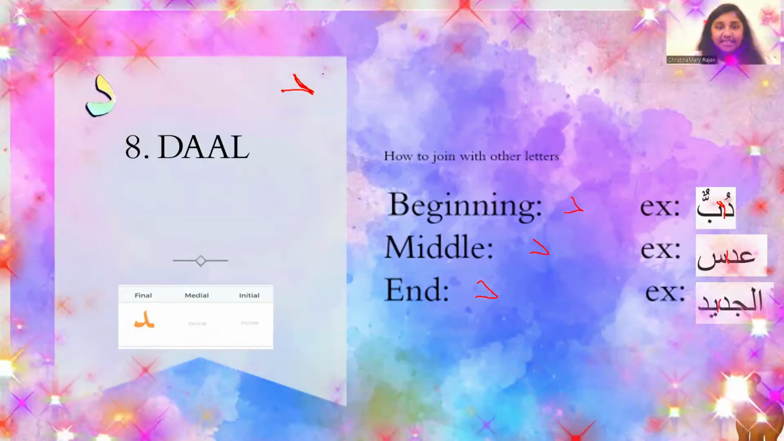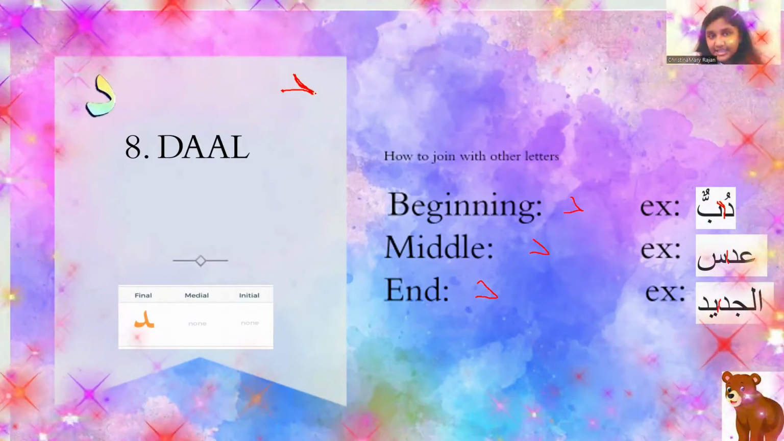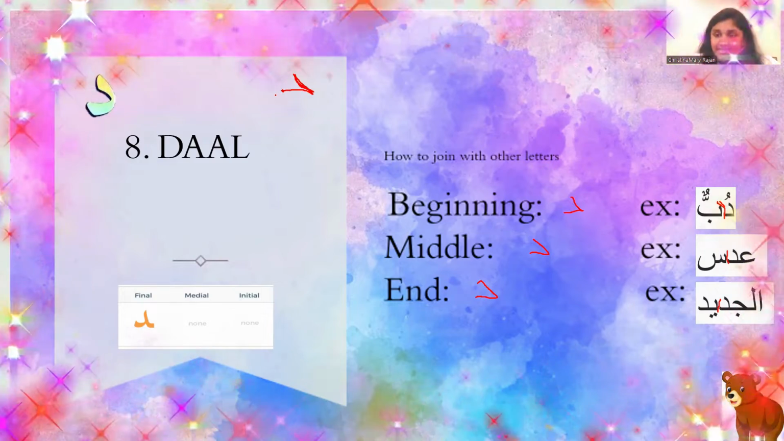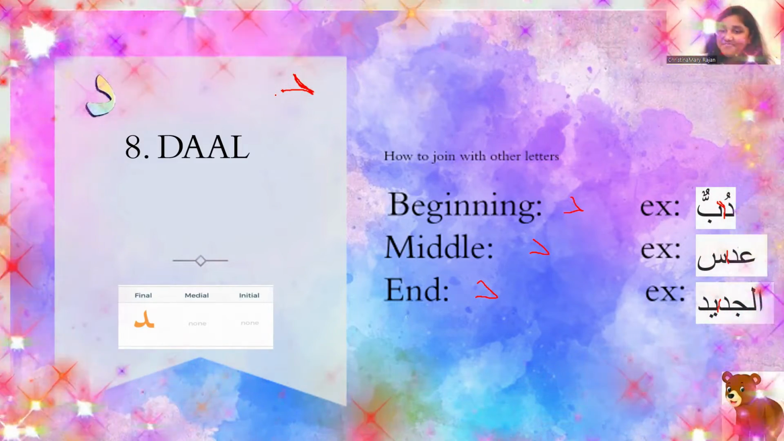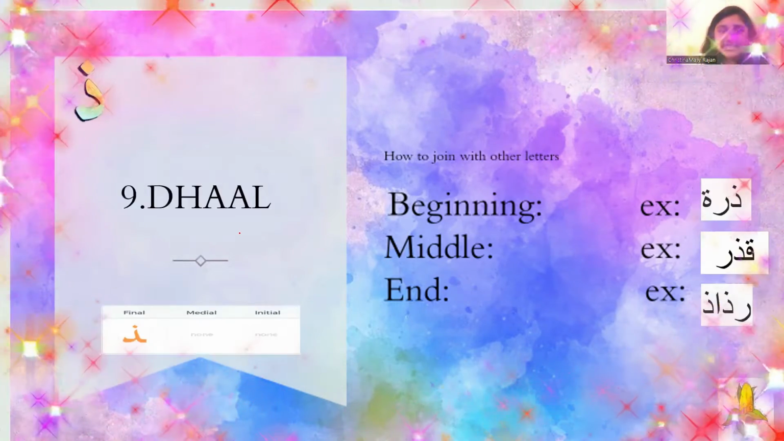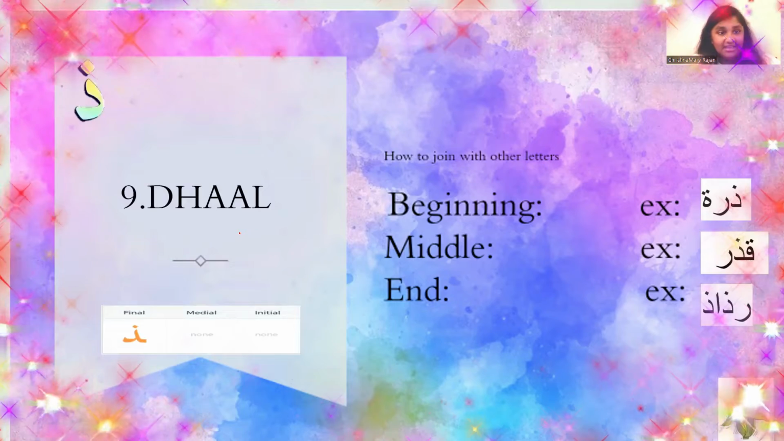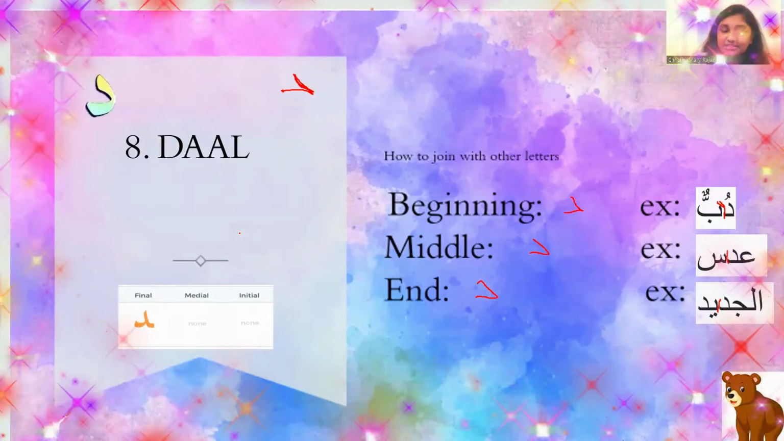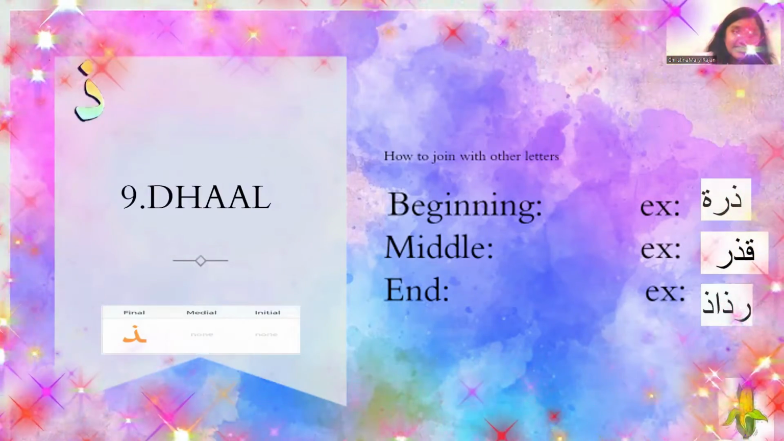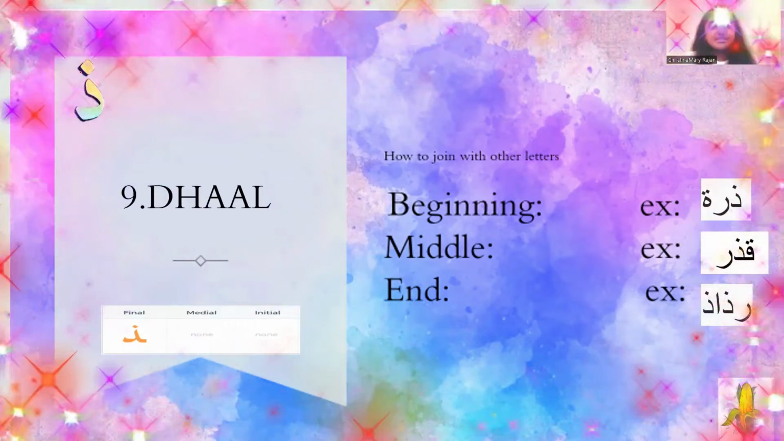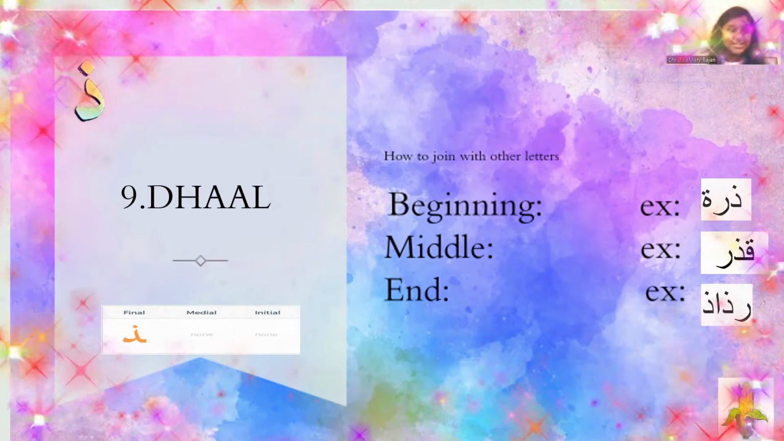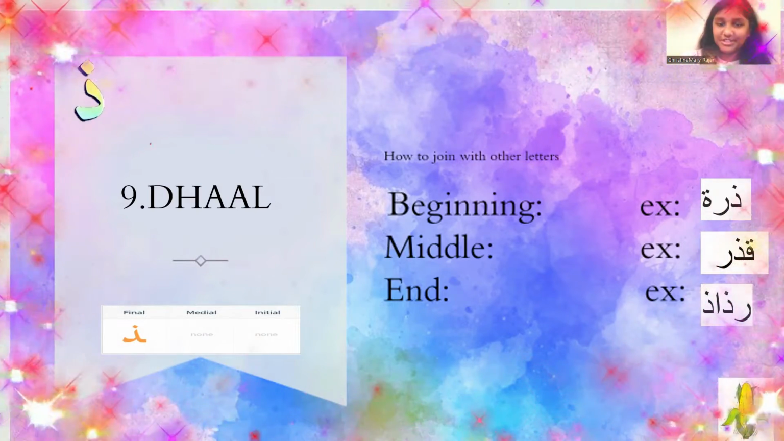So as we can see here, it's just a slanting and then a sleeping. So let's go to the next. Our next letter for the day is Dal. It almost looks like Dal, but except it has a dot. Wow, most of the letters have dots in the Arabic language.